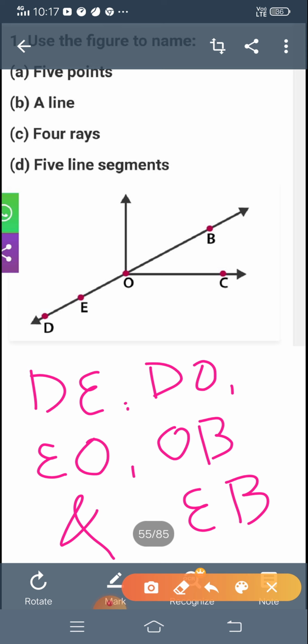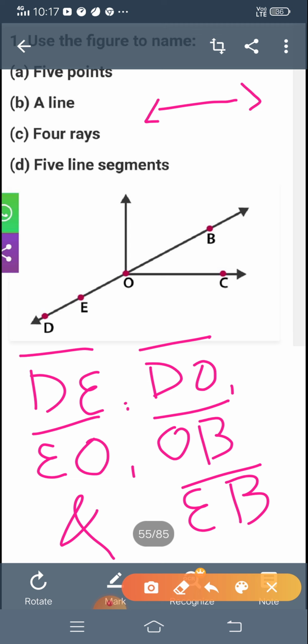So a line segment, you have to draw like this. Okay, this is the symbol of a line segment. As you know, this means it is a line because both sides are extended, and this means ray, it is extended on one side. A line segment means there is no extended point. Okay, so these are the line segments.